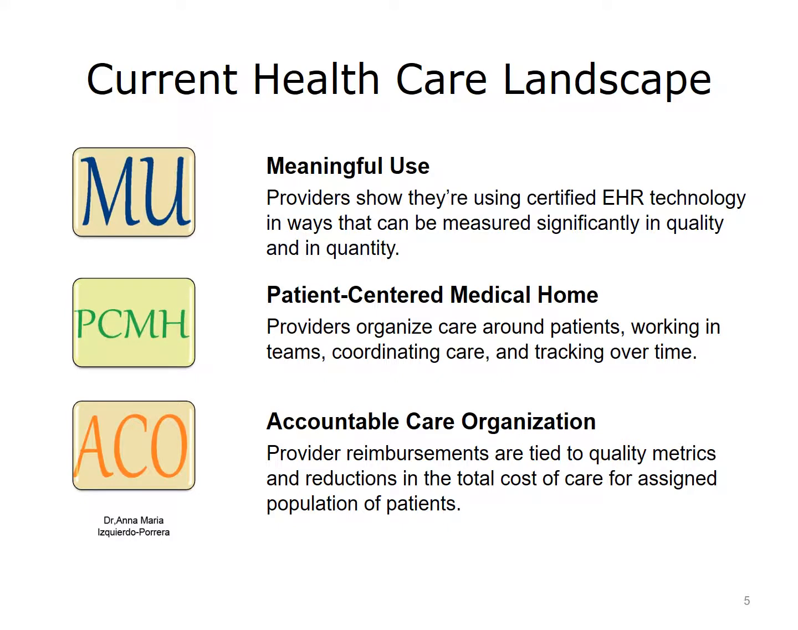We will review 3 programs that have already had profound impact both in the use of HIT and in the quality of healthcare. The Meaningful Use Program is designed to enable providers to implement and meaningfully use Certified Electronic Health Records Technology, CEHRT. The Patient-Centered Medical Home, PCMH, incentivizes providers to organize care around patients, working in teams, coordinating care, and tracking over time. Finally, the Accountable Care Organization, ACO, program moves provider reimbursements from fee-for-service to more value-based care. Quality measures are integrated in each of the 3 programs listed here.